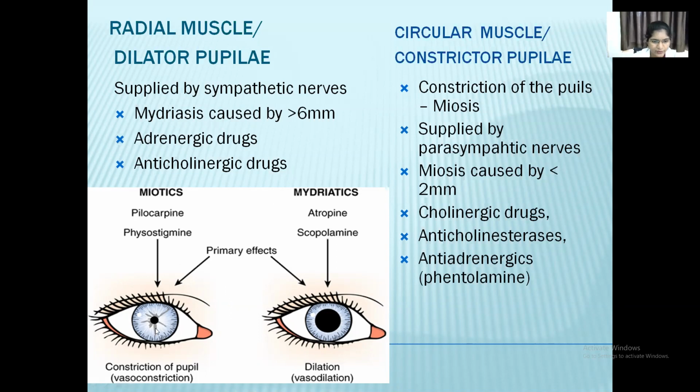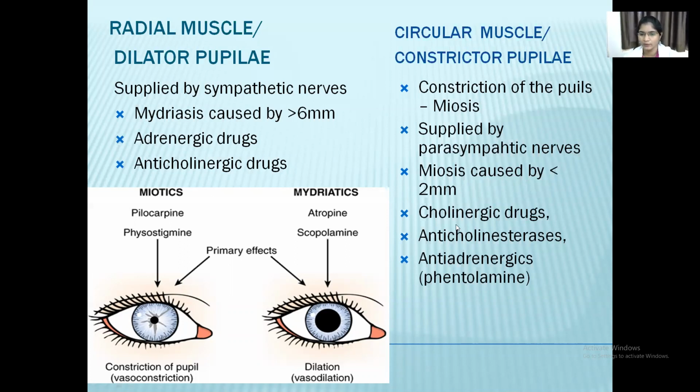Here you can see atropine and scopolamine. These drugs are anticholinergic drugs. They cause mydriasis by dilatation of the pupil size. Like that, circular muscles constrict the pupil size. Constriction of the pupil size is called miosis, which is supplied by the parasympathetic nerves. This miosis is a pupil size of less than 2 mm.